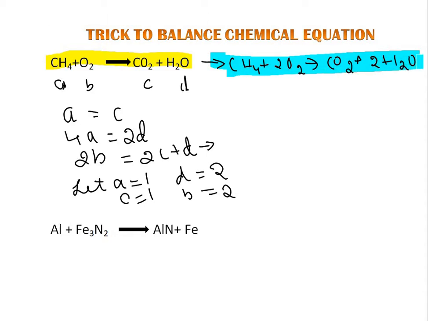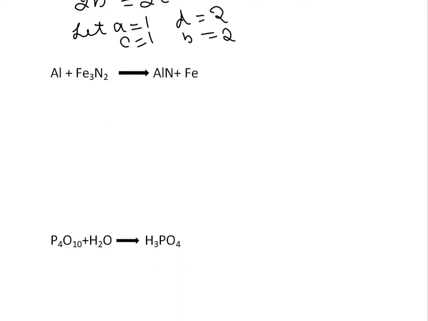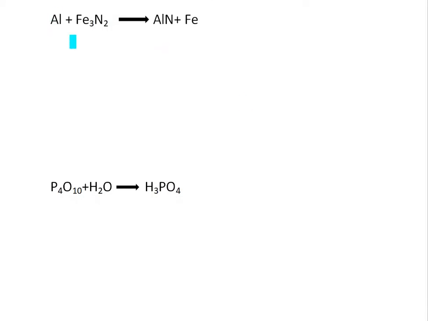You can cross check in any method. The balanced one is CH4 plus 2O2 gives rise to CO2 plus 2H2O. So this is one of the methods which I have told you. By using the above method, the same you can solve this also.